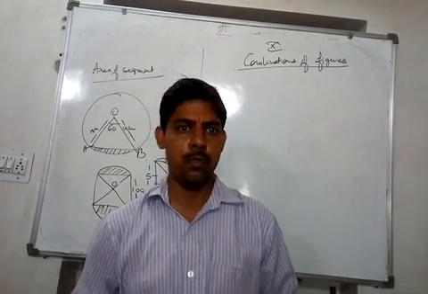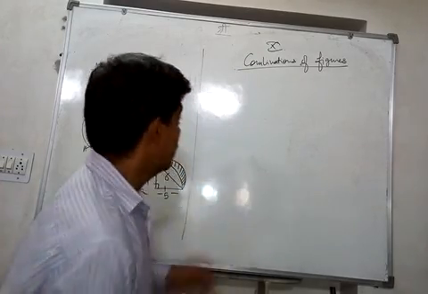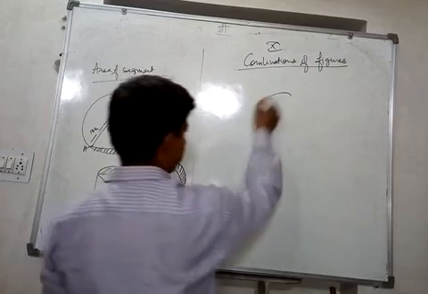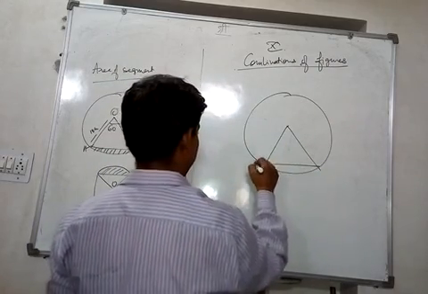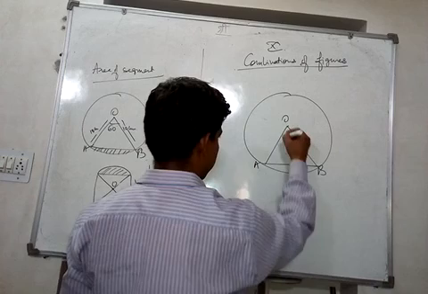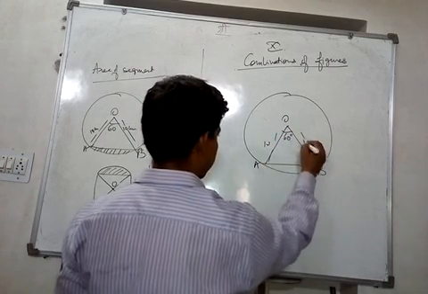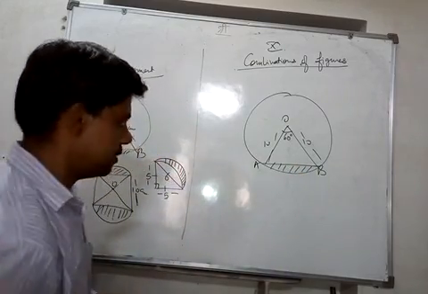In this class, we will do some questions related to areas related to circles, and these are combinations of figures. But before that, let's do this question. Suppose you have a circle. This is A, O, B. This angle is 60 degrees. This is 10 centimeter. This is 10 centimeter. Find the area of the segment. So, what is the area of the segment?